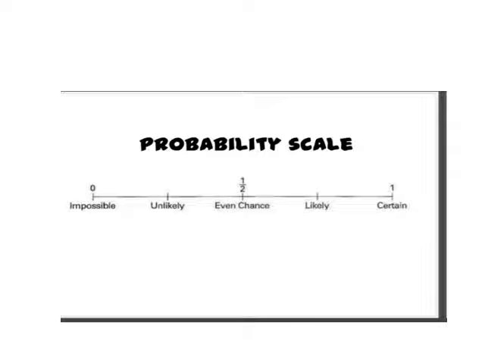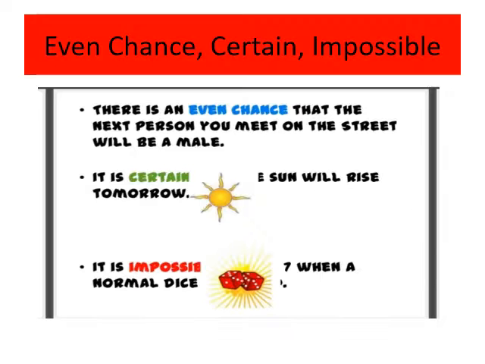Certain chance. It is certain. Certain means which will happen. Like, you will be older tomorrow than yesterday. It is certain that everyone will be older tomorrow than yesterday. So children, let me take some more examples of even chance, certain, impossible.